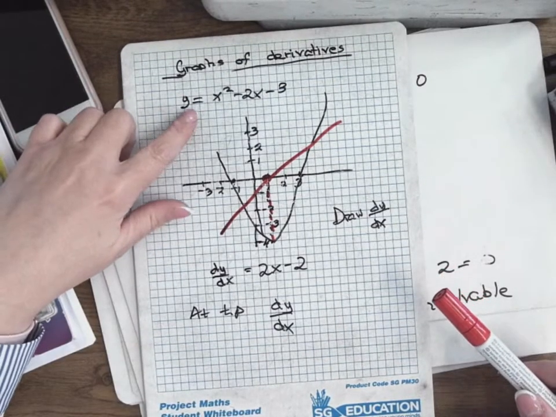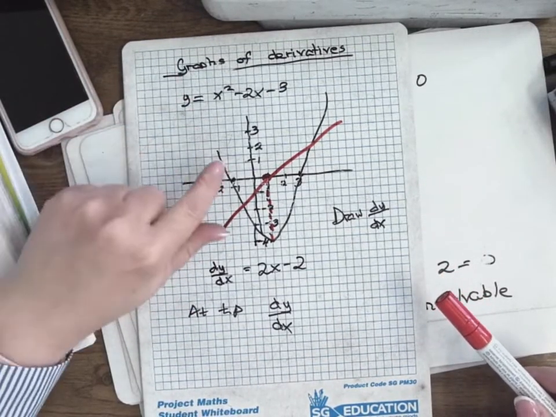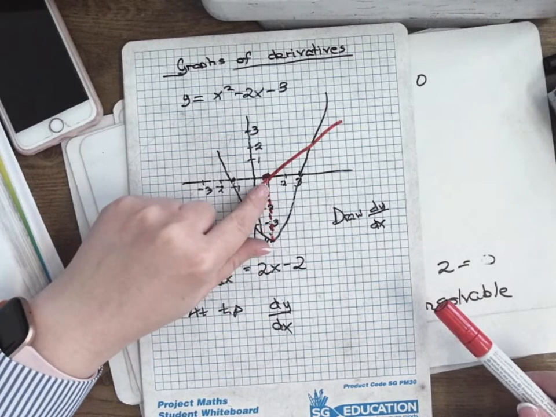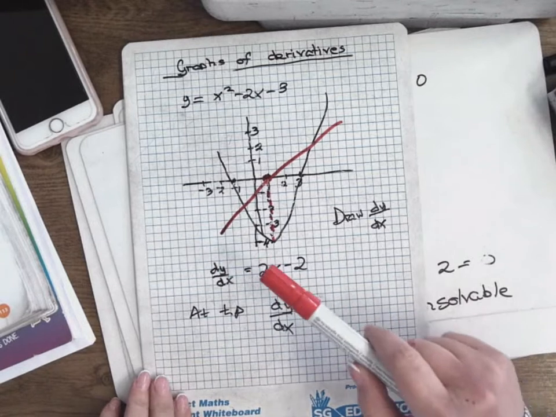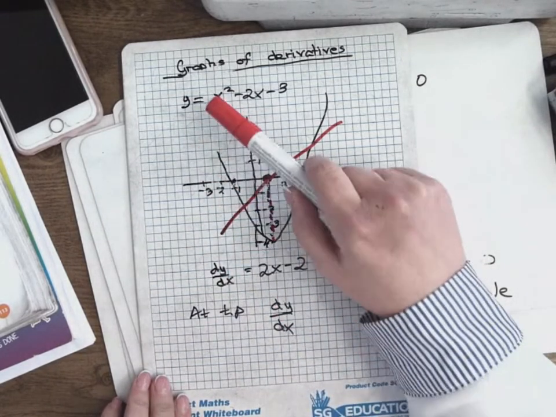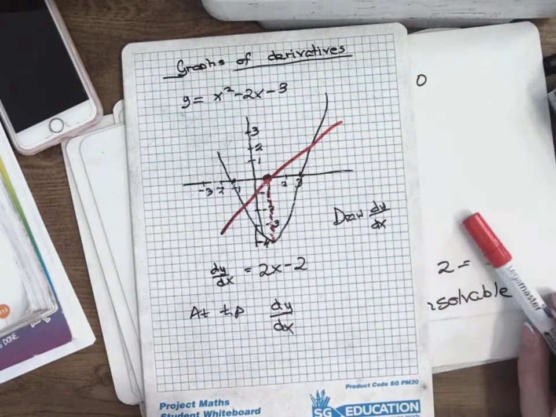So when you differentiate a curve, you get a line. At the turning point, the line will cross the x-axis because dy dx equals 0. And it'll be a positive slope because the x squared term is positive.